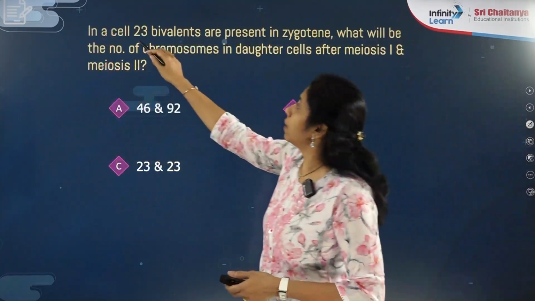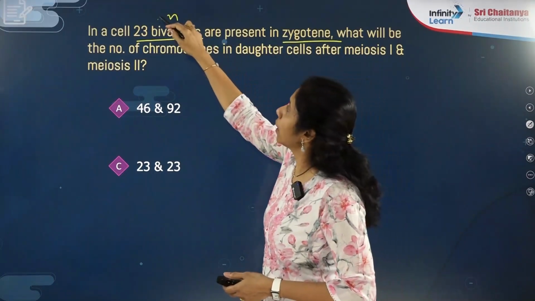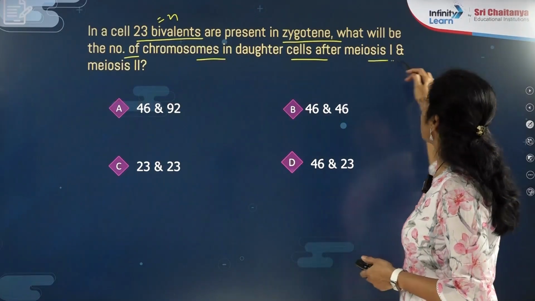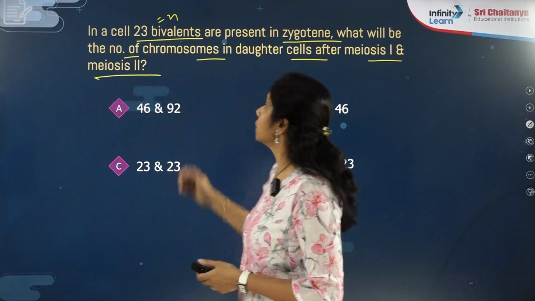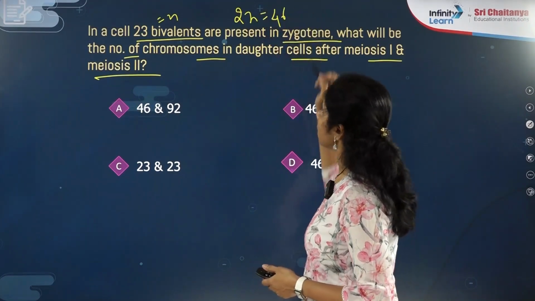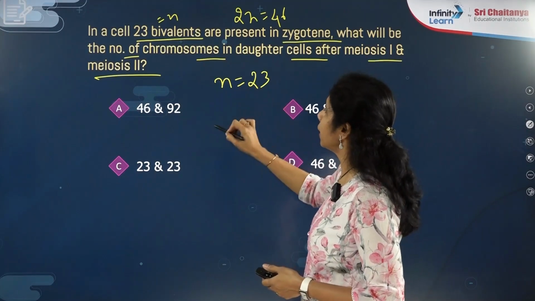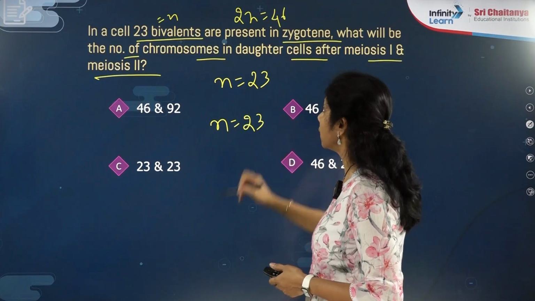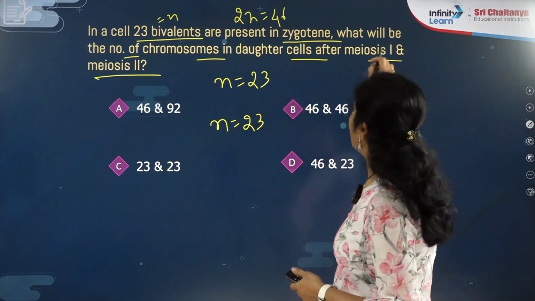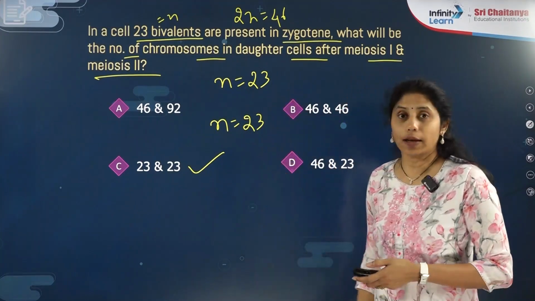In a cell, 23 bivalents are present in zygotene. That means n will be 23. What will be the number of chromosomes in daughter cells after meiosis I and meiosis II? So 2n is equal to 46, and you know that meiosis I forms n equal to 23, and by the end of meiosis II also n equal to 23. So the correct option will be 23 and 23.